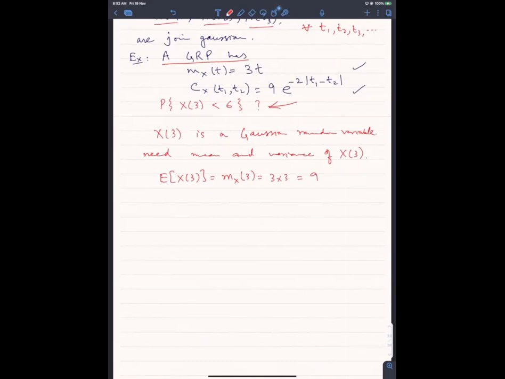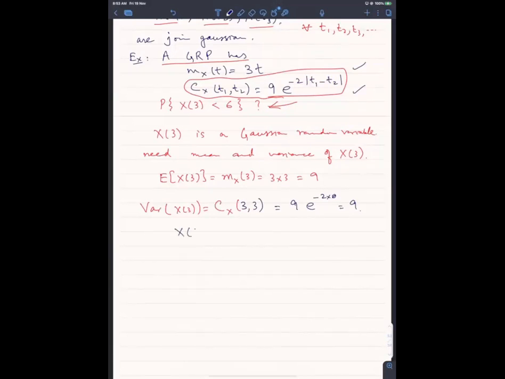Variance कैसे निकालेंगे? We are given the covariance function. So the variance of x3 is simply c_x(3,3), which is equal to 9 e to the minus 2 into 0, which is equal to 9. ये 9 आता है. Which means कि x of 3 जो है वो आपके पास एक normal random variable आ गया, which means mean 9 and variance also 9.